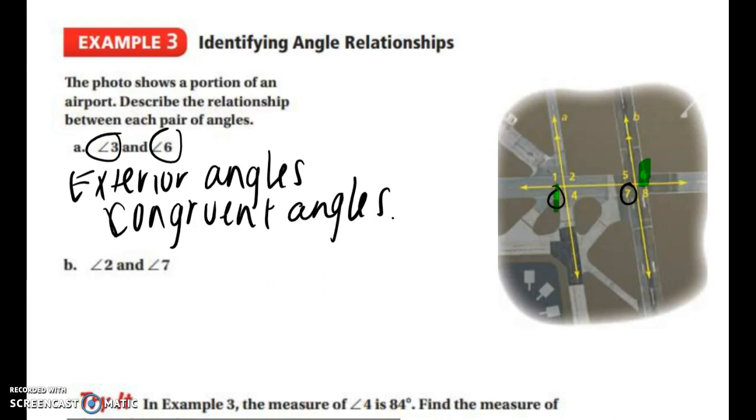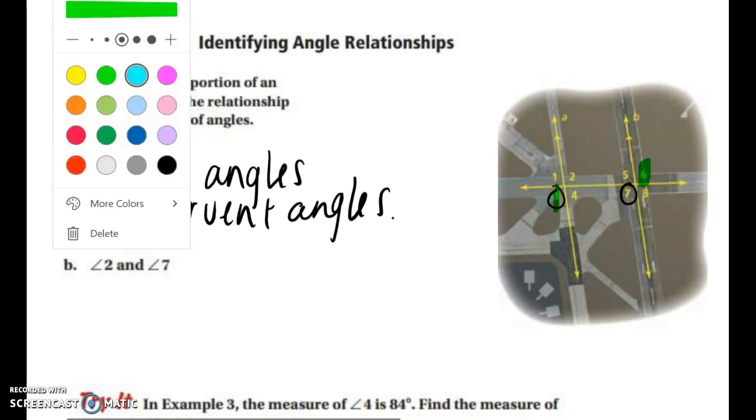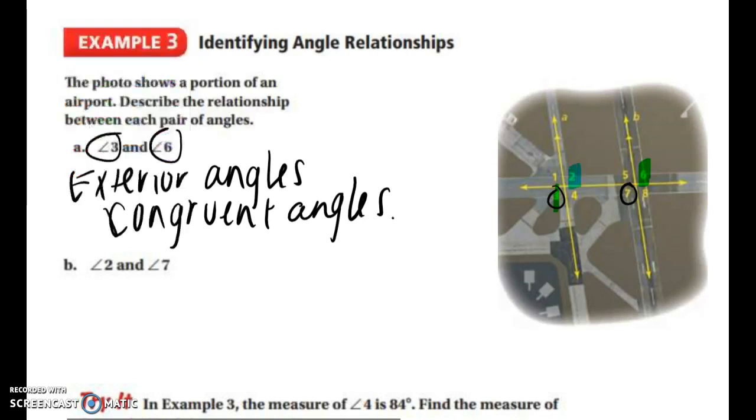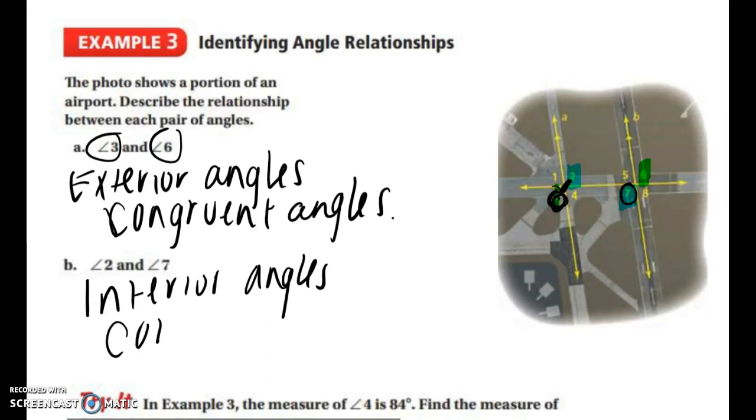All right, so now let's look at angle 2 and angle 7. These are interior angles. And since they're interior angles, and the two lines are parallel, 7 corresponds with 3, just like we said before, and that's vertical angle from 2. It means it's across from 2, so they're equal. And so these two are vertical angles and they are congruent.